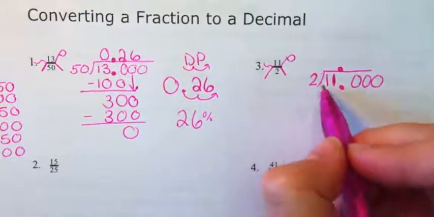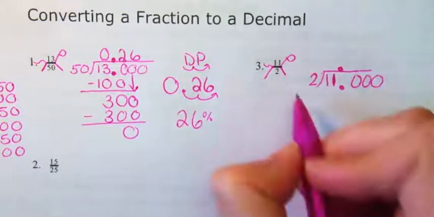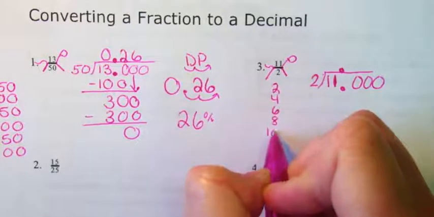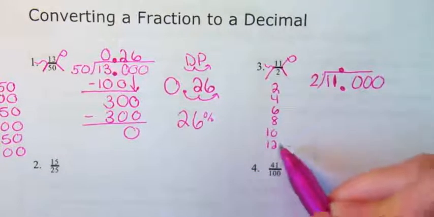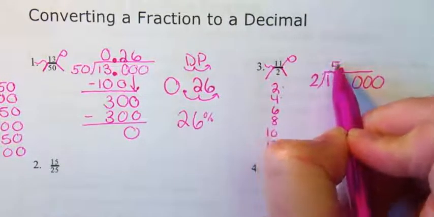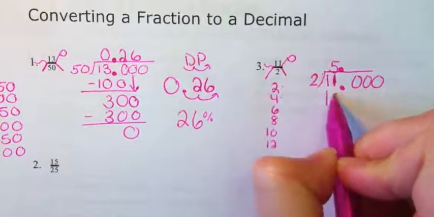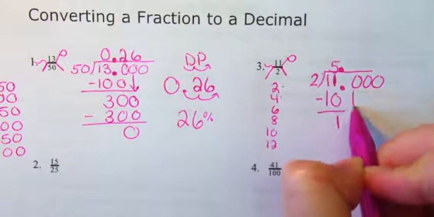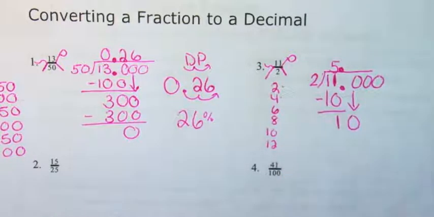So 2 goes into 11, and I could count up if I know my 2, 4, 6, 8, 10, 12. Oh, 12's too big, so 1, 2, 3, 4, 5 groups go into 11. 5 times 2 is 10. 11 minus 10 is 1. And then I can bring down my extra 0. So now I start the division process over again.